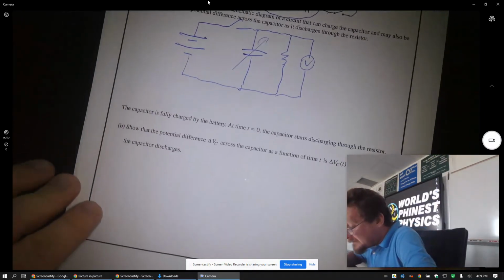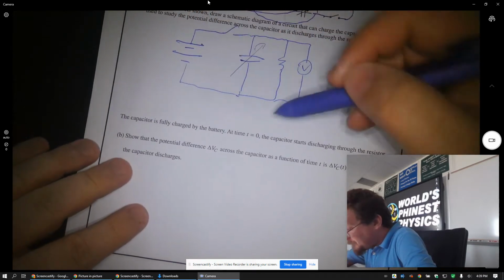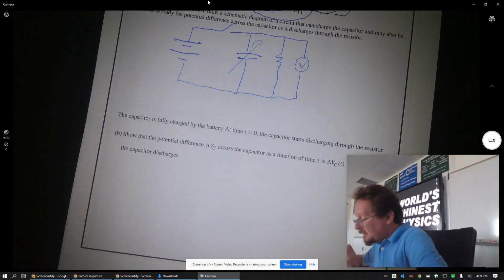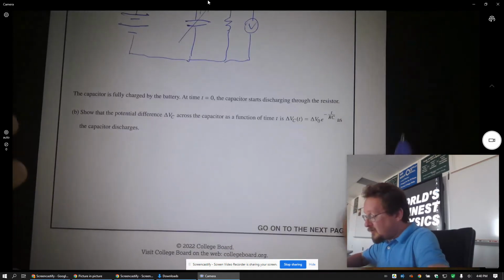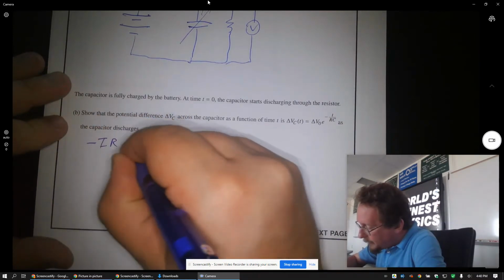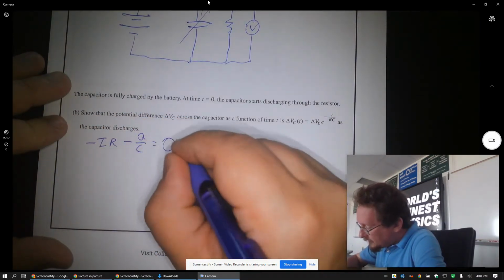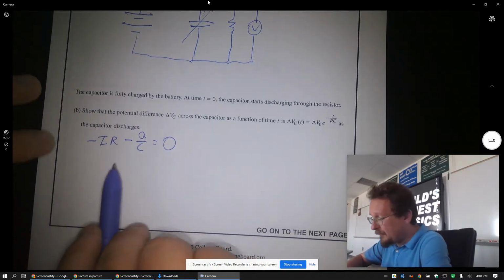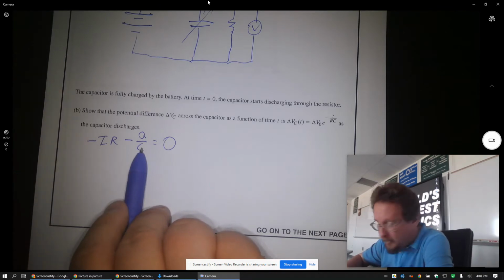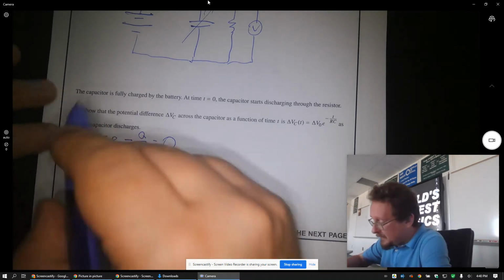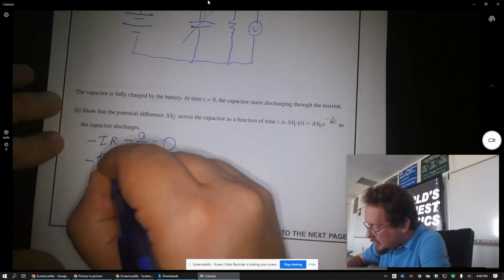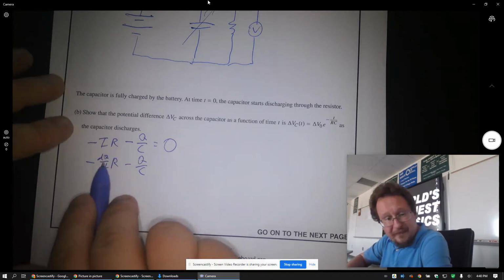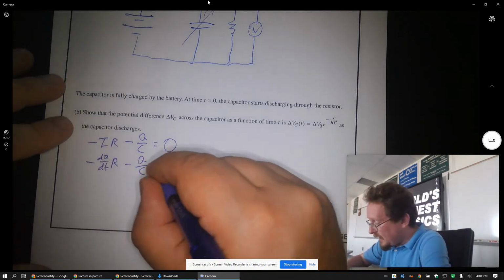Okay, let's see. The capacitor is fully charged by the battery, then discharging. Show the potential difference across the resistor. Okay, so you're supposed to start with a loop rule. So you're supposed to say negative IR minus Q over C equals 0. Remember, when it's discharging, there's no battery, so there's not a positive EMF. Technically, the capacitor acts like the battery, but the current is also negative because the current is dq dt. So because the charge on the capacitor is decreasing, that makes this negative, which makes the opposite of a negative a positive, and that all adds to 0.